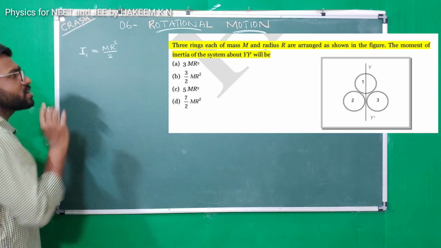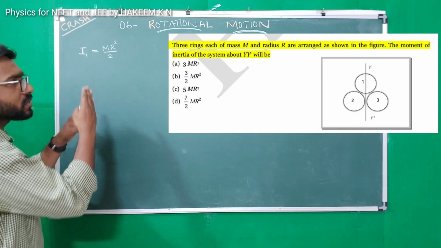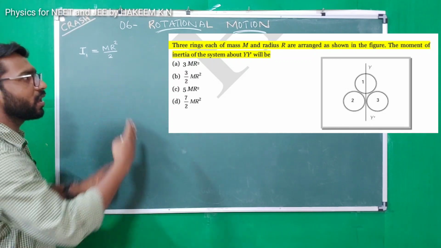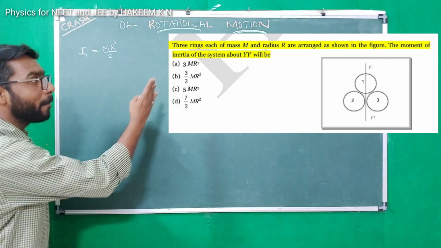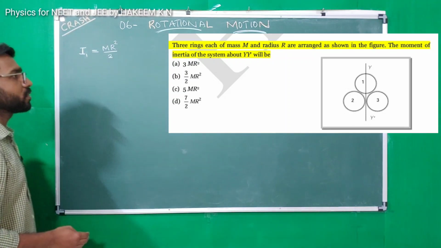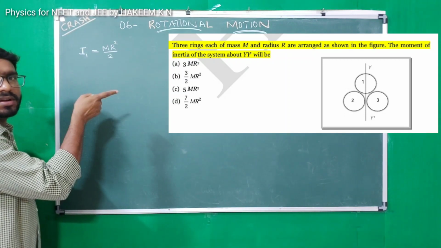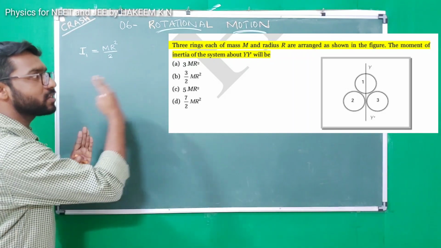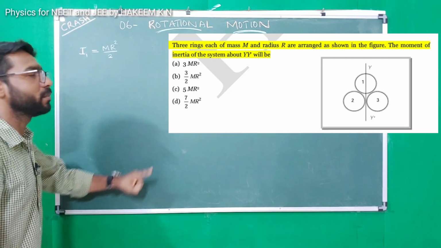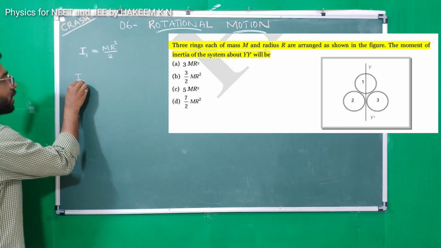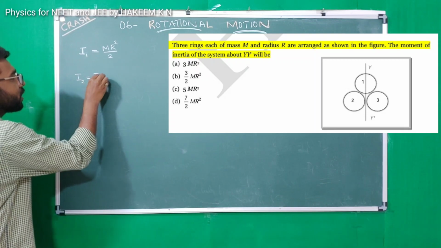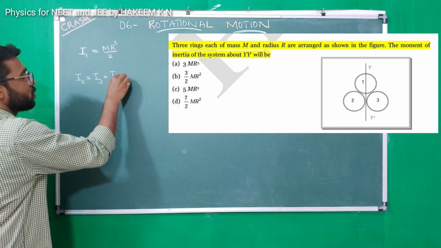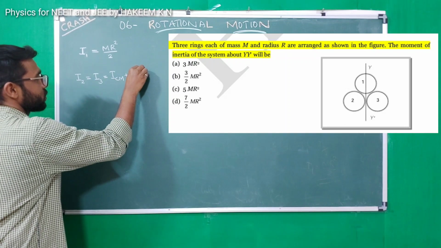And for the second and third ring, the axis passes through the rim tangentially, parallel to the diameter. So I2 and I3 we can calculate using the parallel axis theorem. What is that equation? I_CM plus M a square.